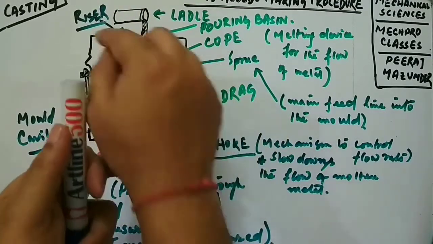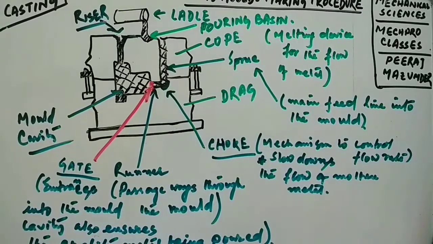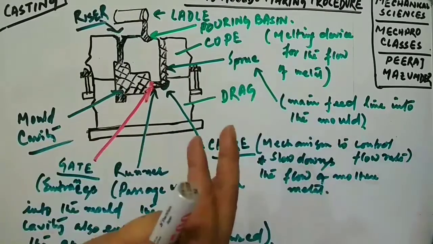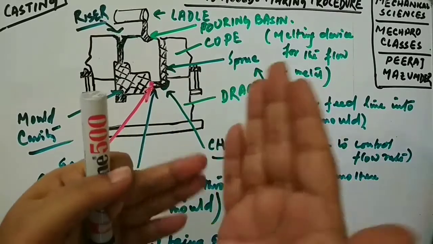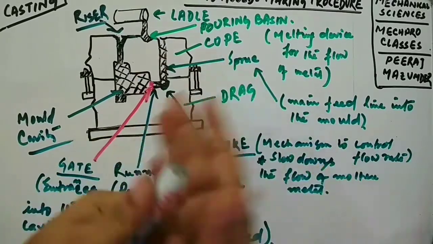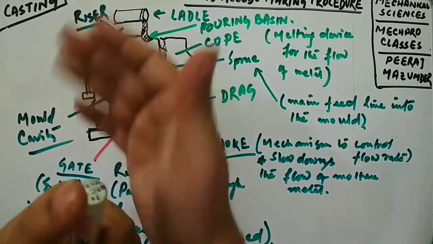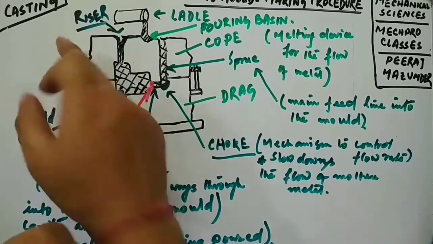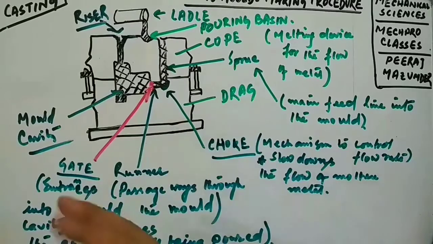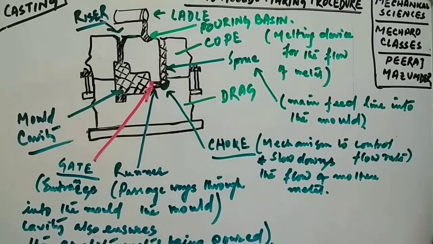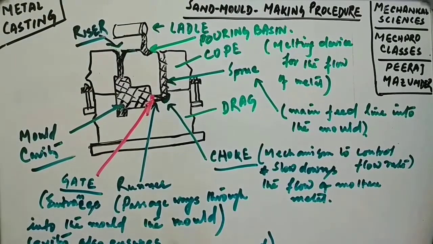Okay, so it also helps to avoid shrinkage. It helps during solidification by providing an extra amount of molten metal. That is the function of the riser as well. So you must keep a note of the riser, because the function of the riser is very important, and for MCQ purposes as well.